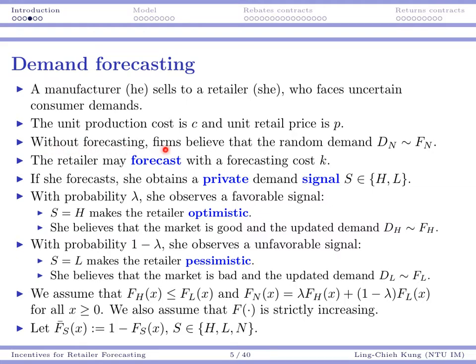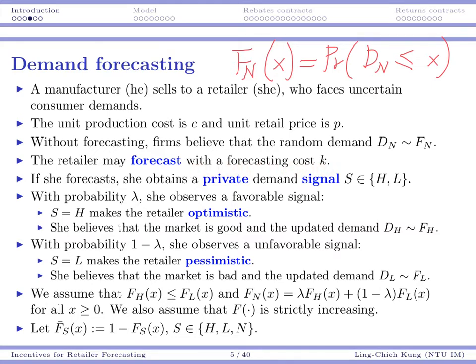Without forecasting, both of them think that the random demand is a random variable Dn, that follows a cumulative distribution function, CDF, Fn. Okay, so just to help you remind yourself, Fn of x means the probability for your random demand to be less than or equal to small x. Okay, this is your CDF. If you decide the CDF, then you decide the distribution of this random demand. The retailer may do forecasting with a forecasting cost K.